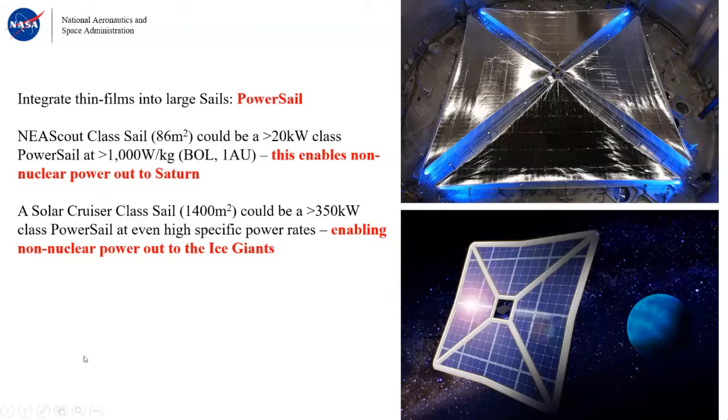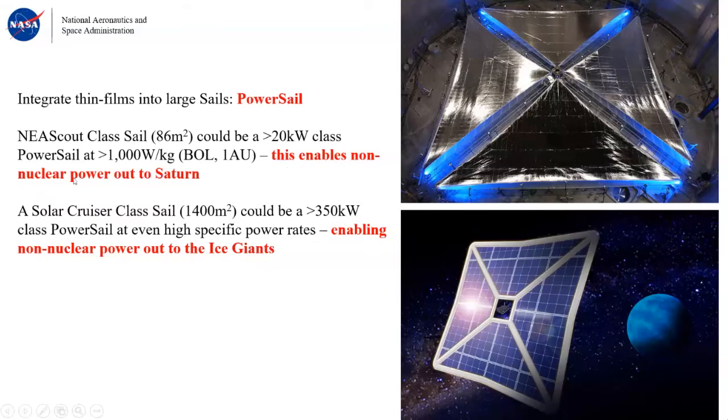And so for those of you aware of our solar sail missions, you'll know these names. If you're not aware of these, just look at the sizing is where I want you to focus. But NEA Scout is a solar sail that's built and about to fly on Artemis 1. It's 86 square meters, and it could be a 20 kilowatt class power sail at a very light weight, greater than 1,000 watts per kilogram. And so this enables non-nuclear power out to Saturn.